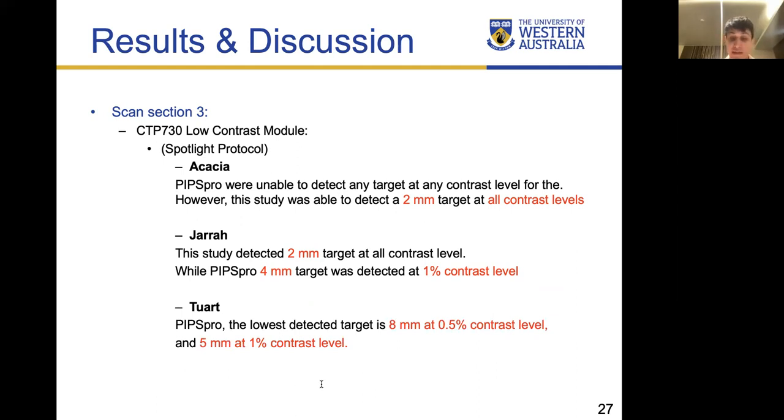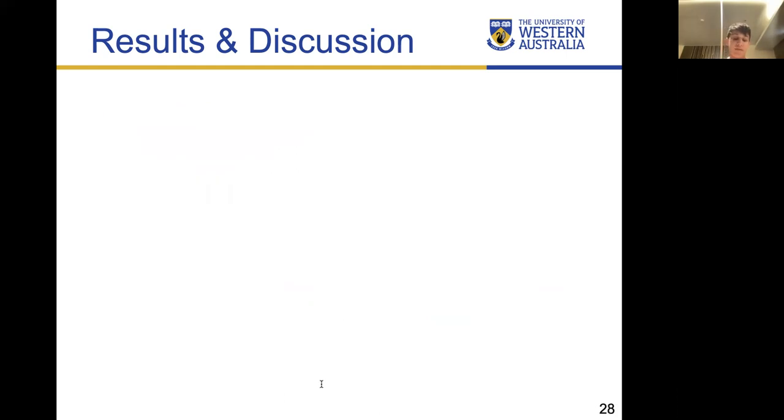For PIPS-Pro, the lowest detected target is 50 mm at 0.5 contrast level and 0.5 mm at 1% contrast level, while the study detected 4 mm at 0.3 contrast level and 3 mm at 1 and 0.5 contrast level.